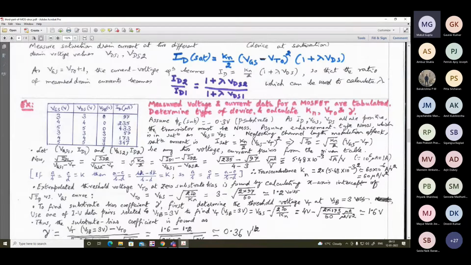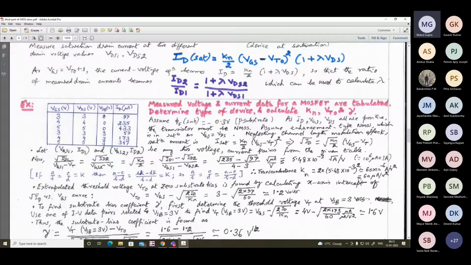So what is that? Suppose ID1 equal to 235, ID2 equal to 97, VGS1 equal to 4, and VGS2 equal to 3. Then root over 235 minus root over 97 upon 4 minus 3. This is root over Kn by 2. So you square it up: 5.48 into 10 to the power minus 3, whole square, multiplied by 2 will give me Kn.